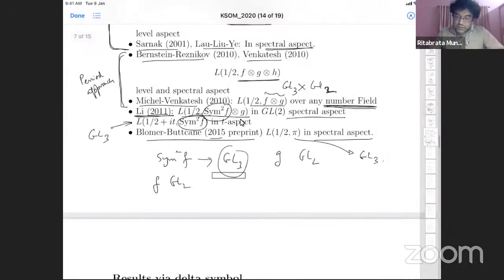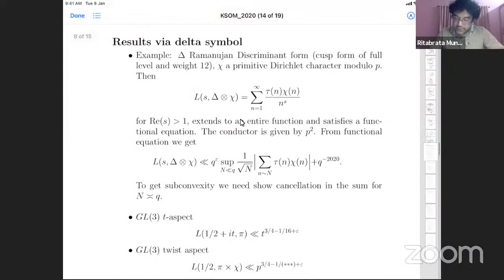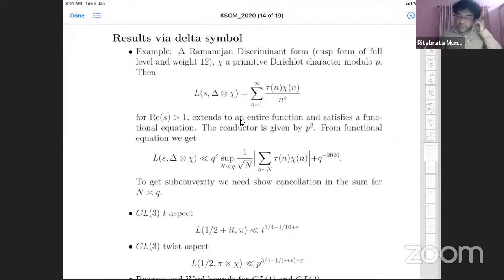So now I'm going to mention some of my own results and some of the results proved by my students, my postdocs, and people in my group. We proved subconvexity results using the delta symbol approach. We want to transform the subconvexity problem into a problem about computing correlation, and then we apply the recipe that I mentioned to show that the correlation is small.